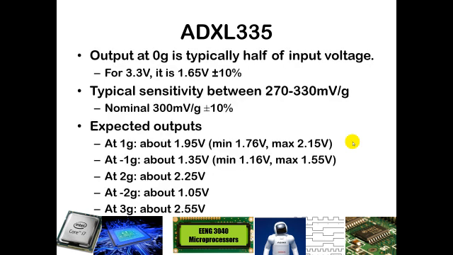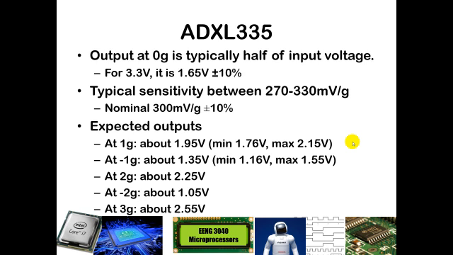The ADXL335 outputs a 0G signal at nominally half of the input voltage. So we will see approximately 1.65 volts coming out when we are experiencing a 0G situation on any given axis. And there is a tolerance on that, just like almost any device that you would buy that is man-made. There are imperfections. It is not going to be to an exact standard. So there is a plus or minus 10% tolerance on that. So when you're at 0G, you may see 10% above or 10% below the nominal 1.65 volts.